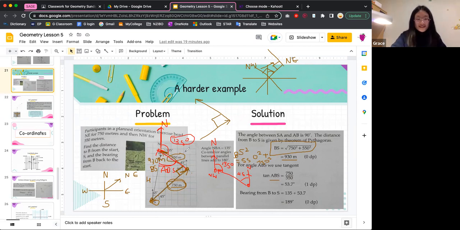Now that we've found that, we can find ABS. Using trig, the opposite side is this 750 meters, and the adjacent side is 550. Sorry, I'm just circling everywhere, it's getting really messy, but this is what we've got. Then we can solve this by using tan inverse of 750 over 550.